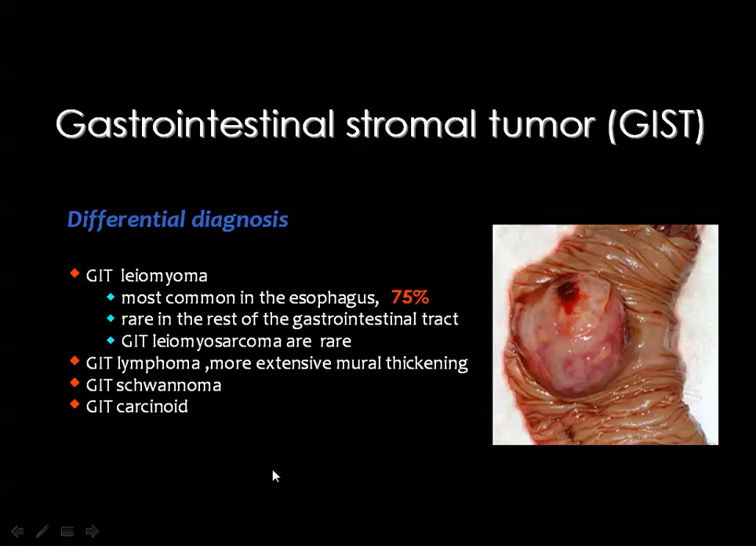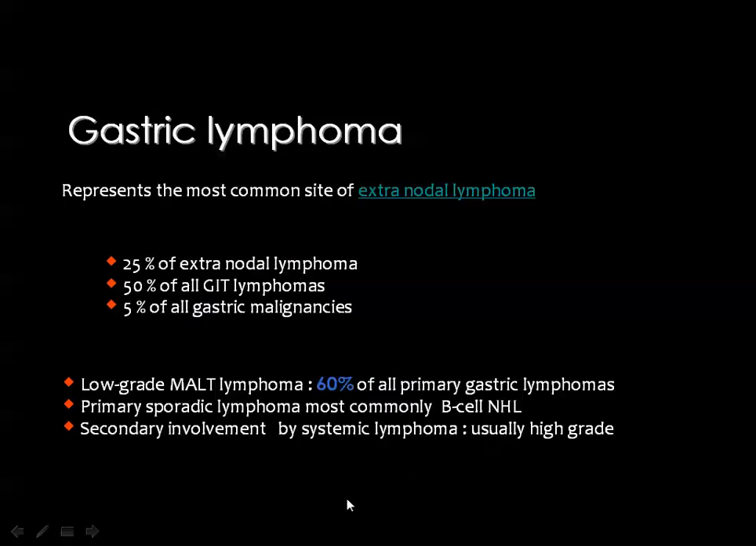Then the differential diagnosis of GIST tumors, of course, will include leiomyoma, which is commonly seen in the esophagus, about 75%, and is rare along the rest of the gastrointestinal tract. Then gastric lymphoma or GIT lymphoma is not usually a localized lesion, but a diffuse lesion which affects mainly the mucosal folds. And GIT schwannomas and carcinoid tumors need further evaluation by endoscopy to reach the diagnosis.